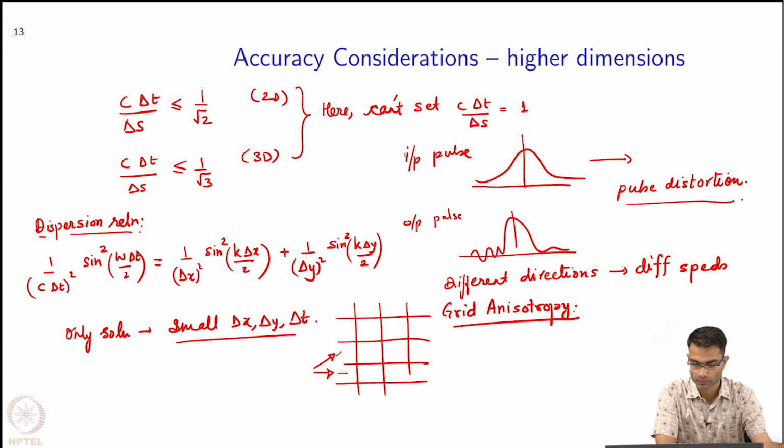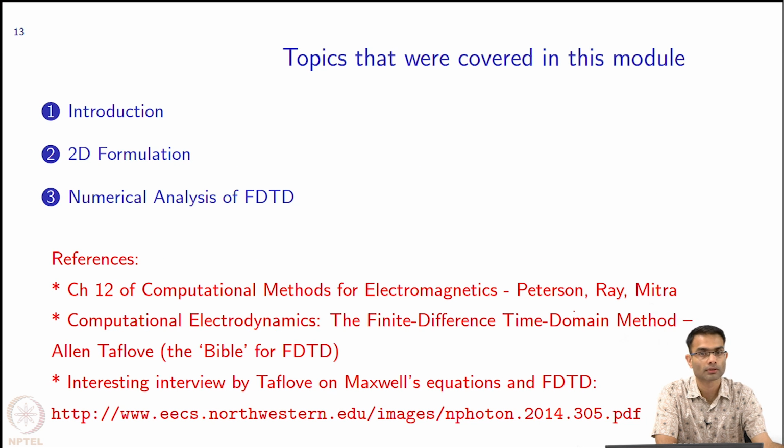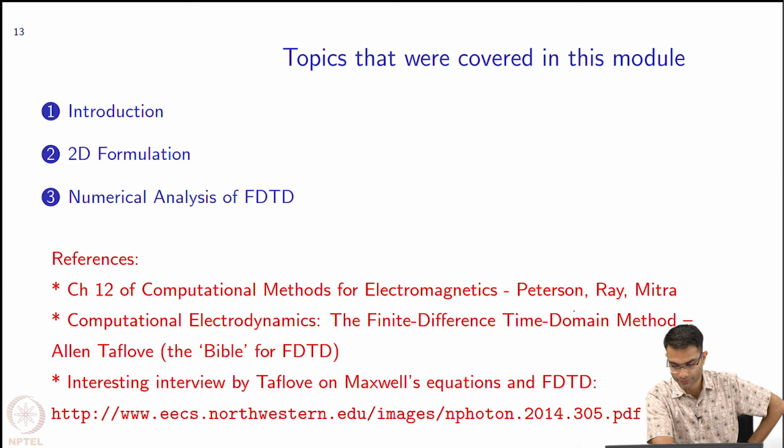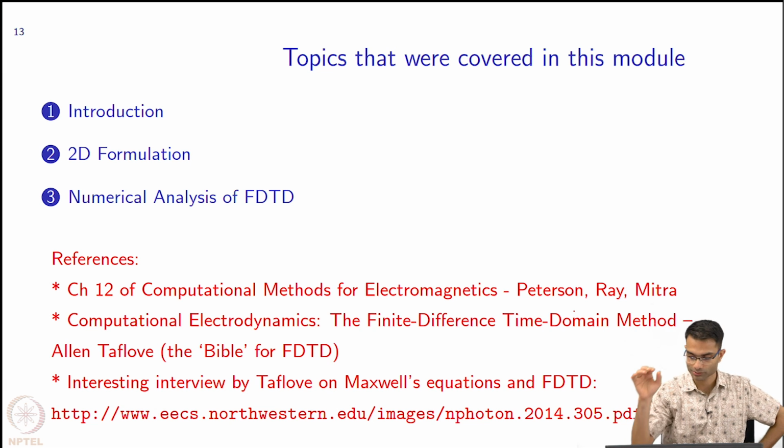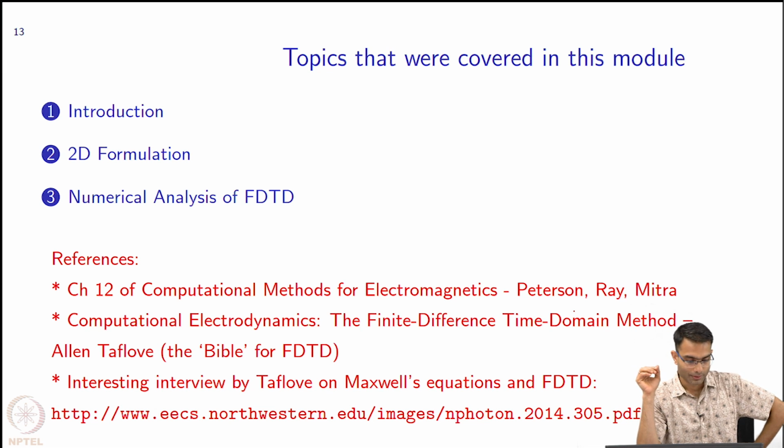Okay, so these are the references for this. There's chapter 12 of Peterson's book, which is a very nice reference. There is the so-called Bible of FDTD, a book by Taflove, which was one of the first few books written. And I found an interview given by Taflove on Maxwell's equations and FDTD. So you can go and read this interview. He talks about a little bit of history of Maxwell's equations and where he thinks it is going and so on. So do read this. All right.